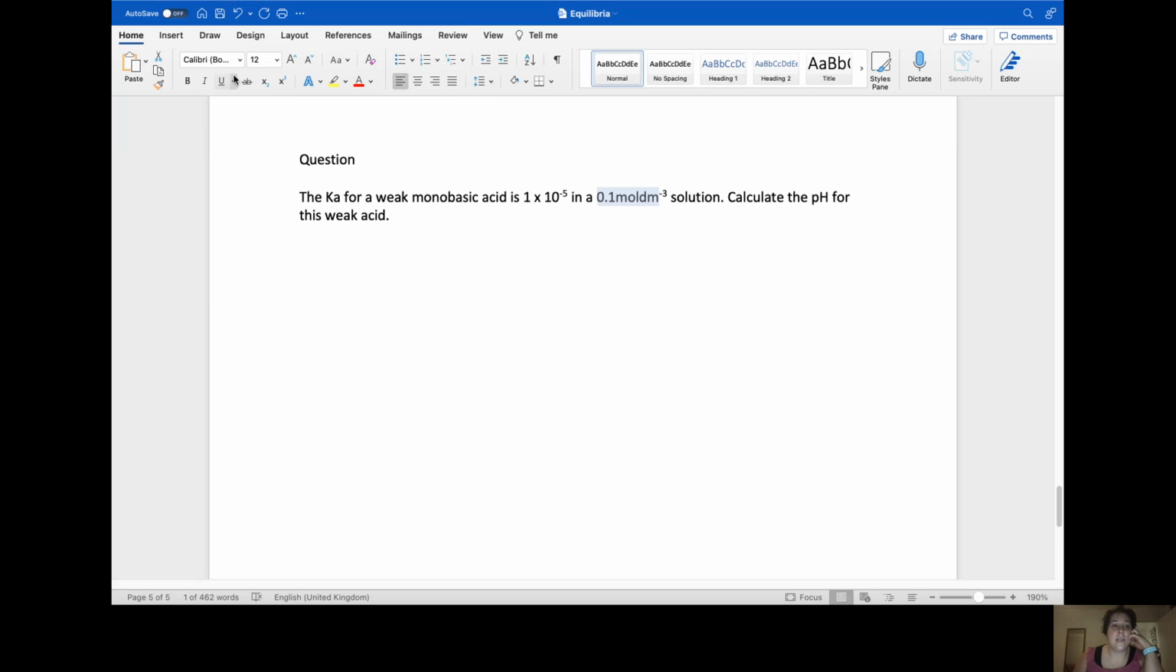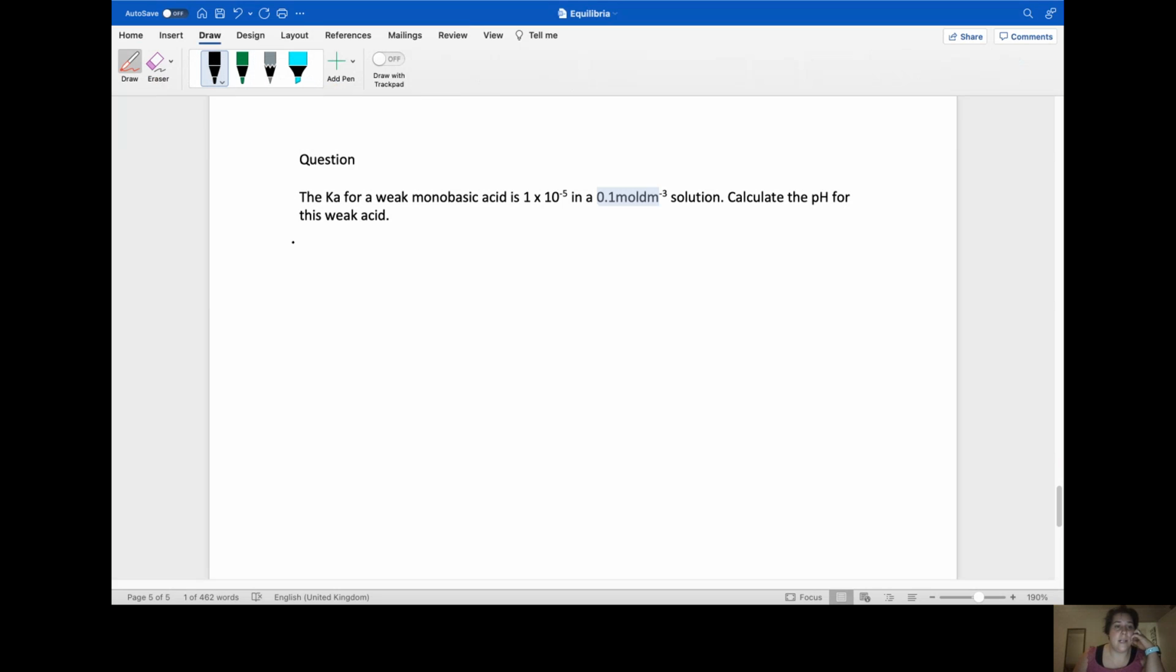Okay, so what you will have to do, and you're going to have to excuse my writing, is write out your equation. We don't know what the acid is, so we just call it HA. We have an equilibrium, and it's splitting up into H+ and A-. So that's your first thing. Make sure you get the equation down. If it's monobasic, you're just getting the H+. If it was H2A, for example, then it's not monobasic anymore.